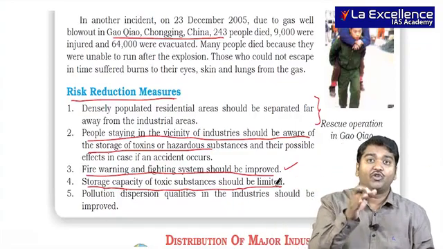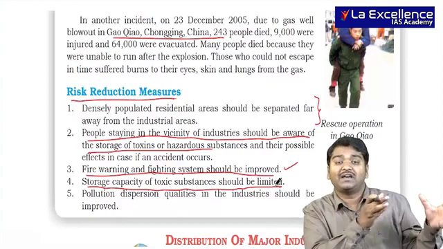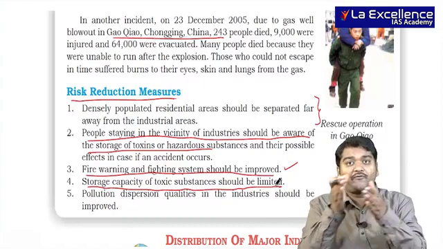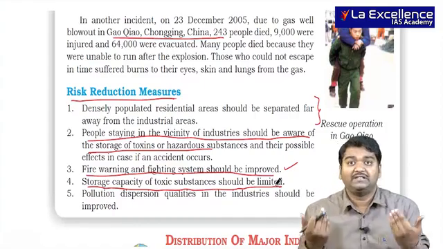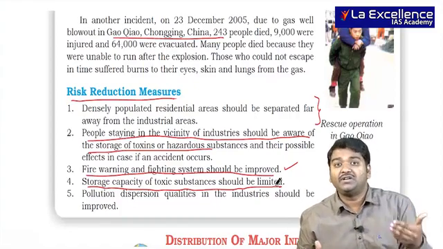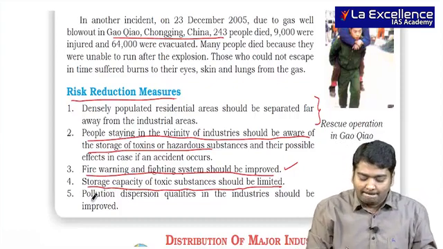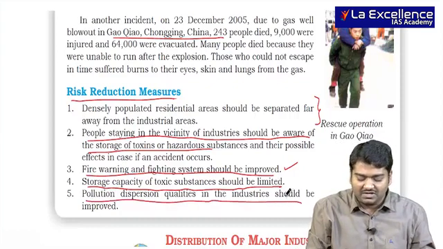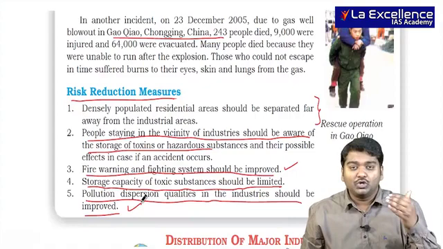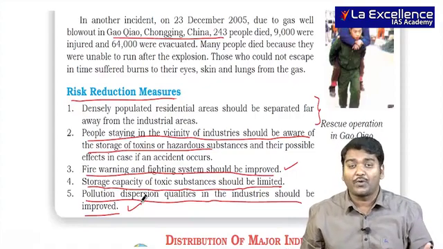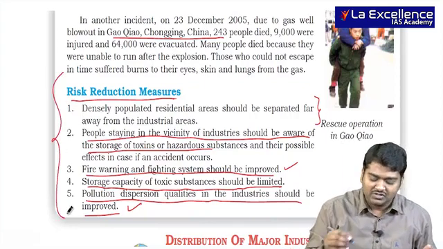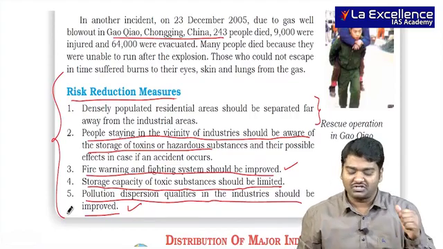If India had also followed proper guidelines where the methyl isocyanate, which actually erupted, would have been produced only before its use, then India wouldn't have seen that tragedy. So here we call this ignorance, which led to the death of a lot of people. Pollution dispersion qualities in the industries should be improved. That is, even though there is no disaster, pollution from these industries can create more problems for the natural environment around as well. So it's very, very important for us to look at these risk reduction measures.